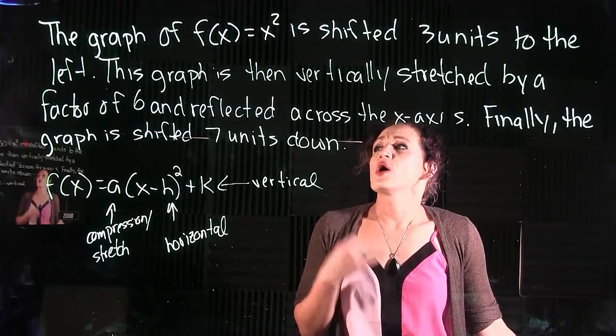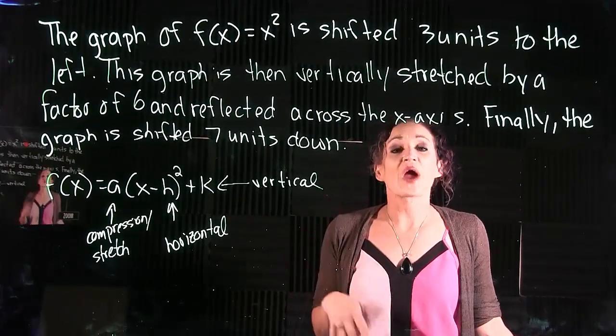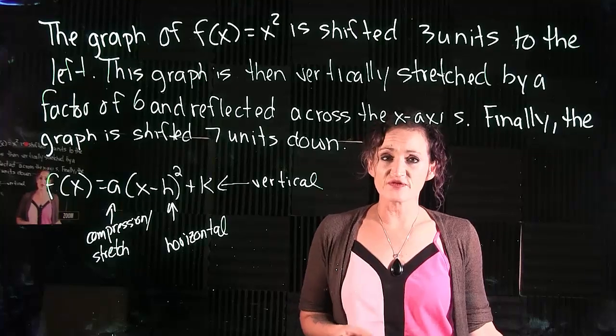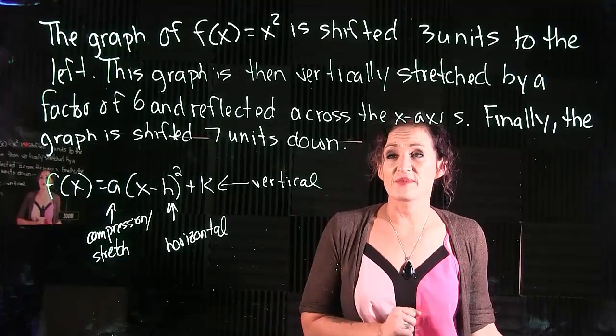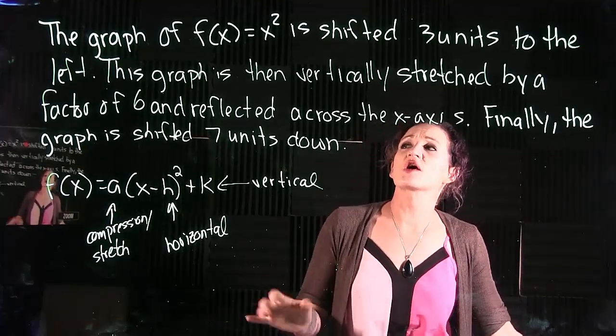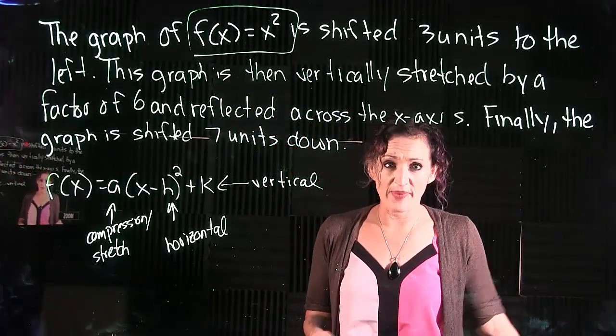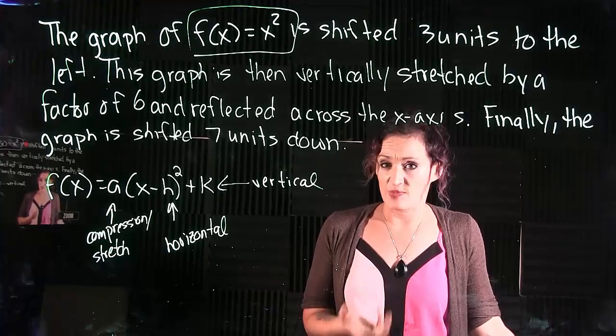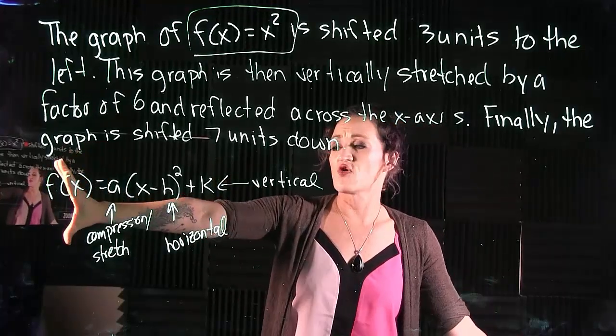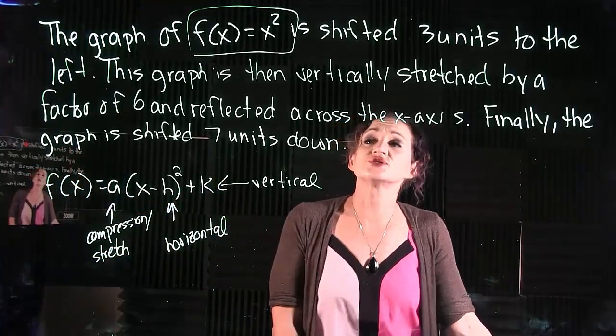For this example, the question is asking us to write the equation in vertex form based off the given information. So first it tells us we're talking about the graph f of x is equal to x squared. So we do know we're talking about a quadratic equation of parabola. This is vertex form of a quadratic equation.